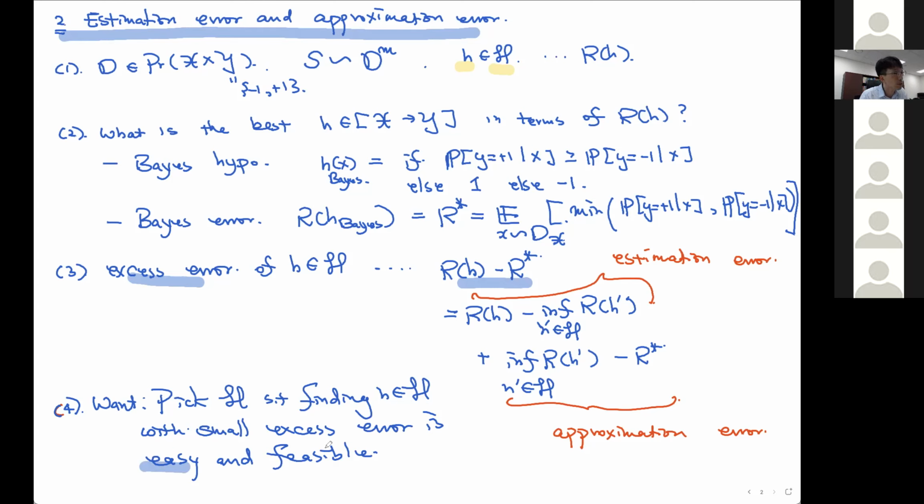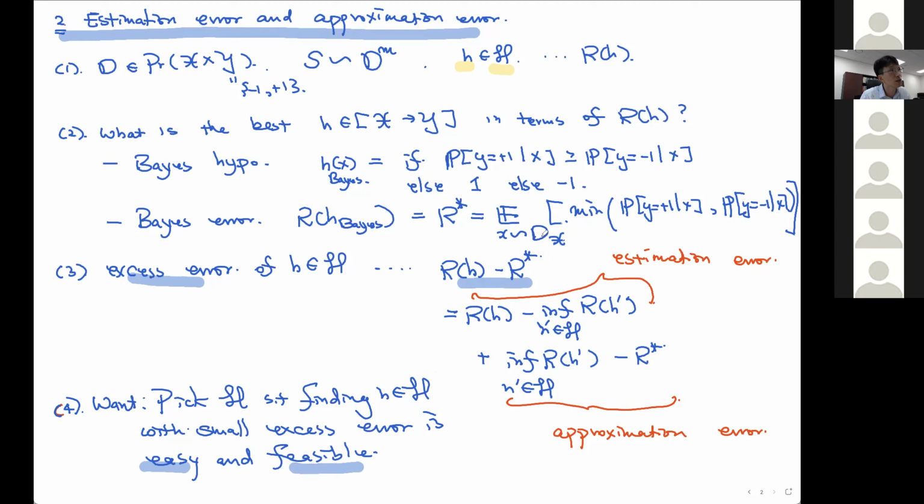At the same time, it must be feasible. By feasible, I mean that if our hypothesis set has just one hypothesis h, then finding a small excess error is not going to be possible at all, because our hypothesis set is too crude, too simple. So we want our hypothesis set to be complex enough. At the same time, we want searching over our hypothesis set to be easy. That's directly related to these two errors that I just described to you.